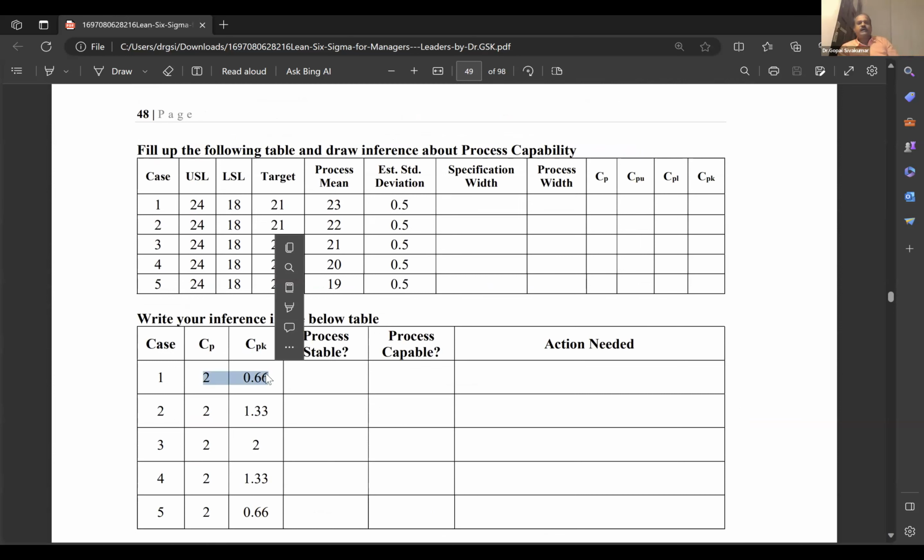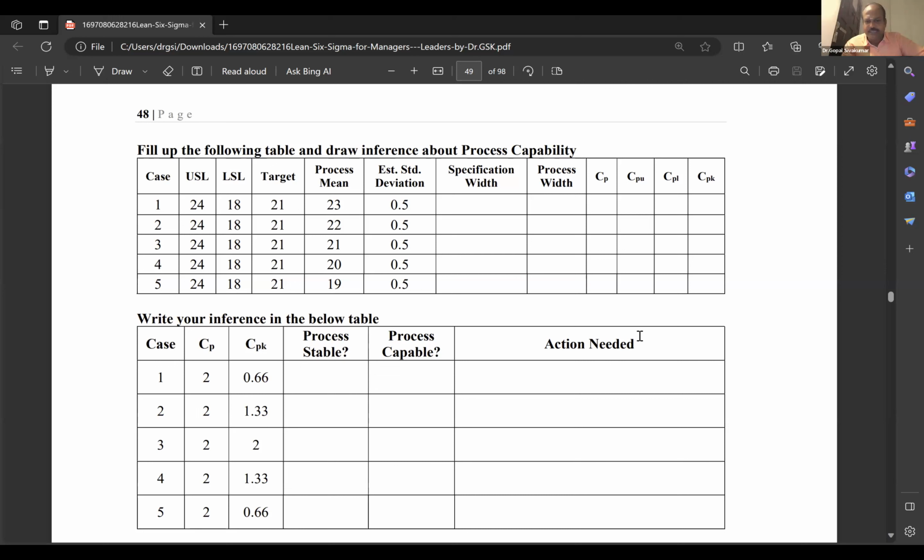Now tell me, for Cp equal to 2, do you think your process is stable? Come on, tell me. Stable. Yes, you must write yes here. Now, I want to know whether your process is capable. Look at the number and tell me, is your process capable? Not capable. No, not Cpk is capable. Beautiful, you have understood the subject.